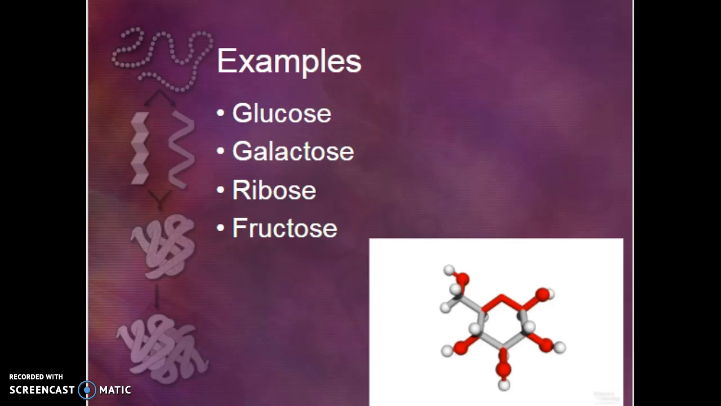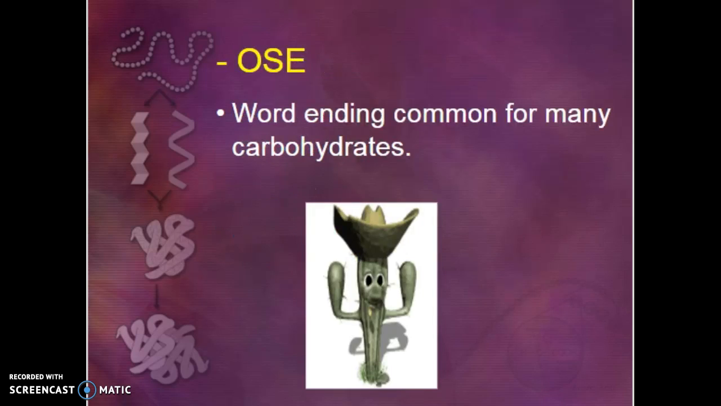Most of those I read through. Galactose, glucose, ribose, fructose, those are all monosaccharides. If you notice, they all end in -ose. That's a really common word ending for a carbohydrate.